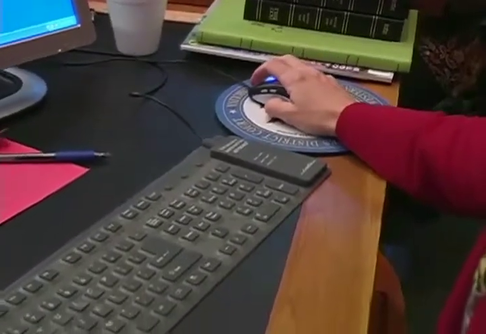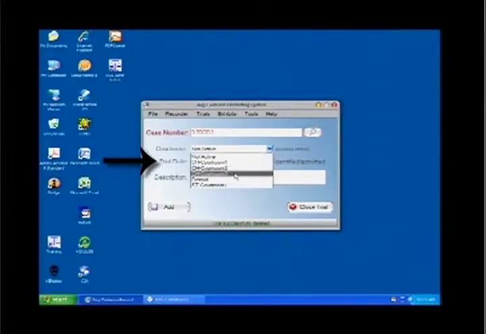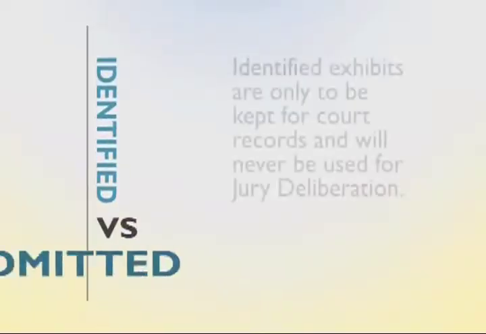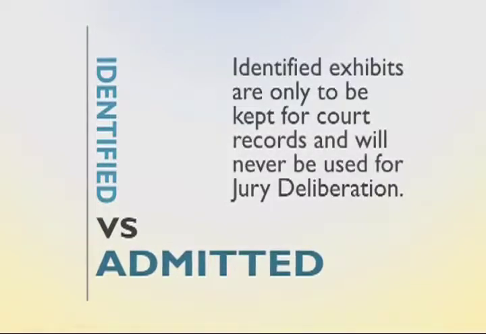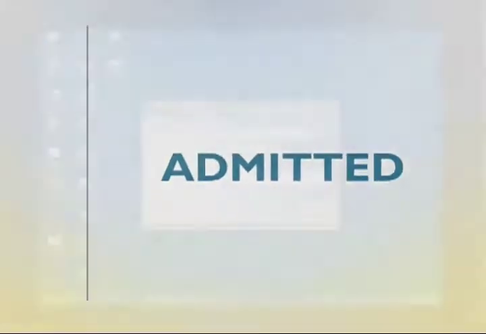On the first day of the trial, the deputy will open a case in JERS by entering the necessary information specific to the trial. Begin by entering in the case number, the courtroom, and the trial date. If the court chooses to have both identified and admitted exhibits entered into JERS, the deputy should mark this now. Identified exhibits are only to be kept for court records and will never be used for jury deliberation. For demonstration purposes, we will only capture admitted exhibits.